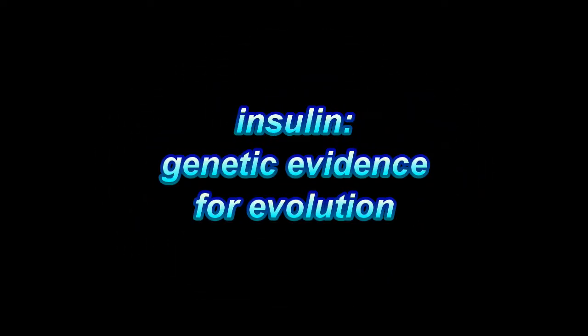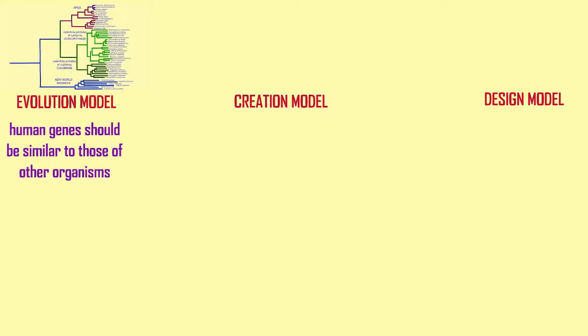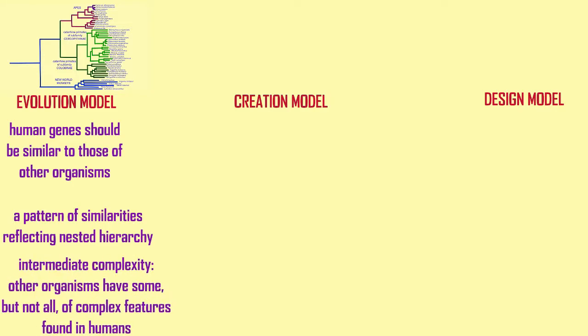There are different models about how life achieved its current diversity. And in science, it's appropriate to consider the predictions of these models and to test them. Those of the evolutionary model, where humans would be similar to other organisms, such as other vertebrates, predict that there would be a pattern of similarities, and levels of complexity intermediate between very simple animals and humans.